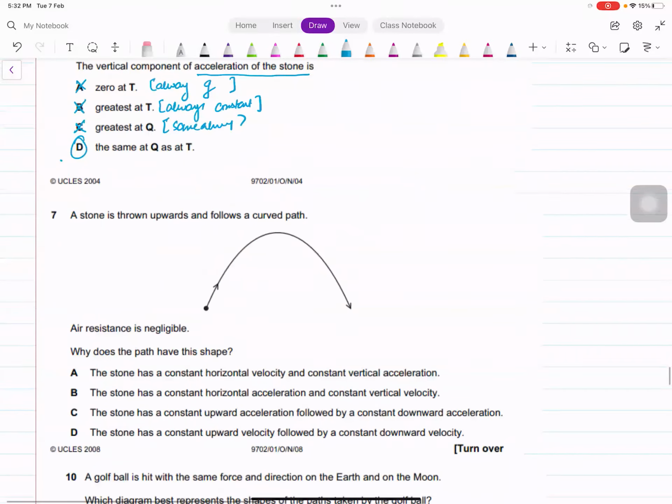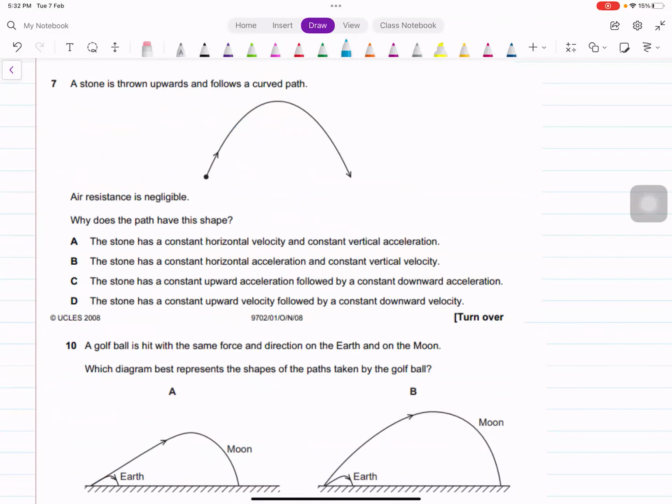Anyway, then comes this one. It says a stone is thrown upwards and follows a curved path. Why does the path have this shape? It has this shape because the stone has a constant horizontal velocity and constant vertical acceleration. Yes, that should be the correct answer. But the stone has constant horizontal acceleration and constant vertical velocity? That's wrong. The stone has constant upward acceleration? There is no upward acceleration. The stone has constant upward velocity followed by constant downward velocity? That's wrong, it keeps on changing vertically. Is that clear, everyone? Any questions now?